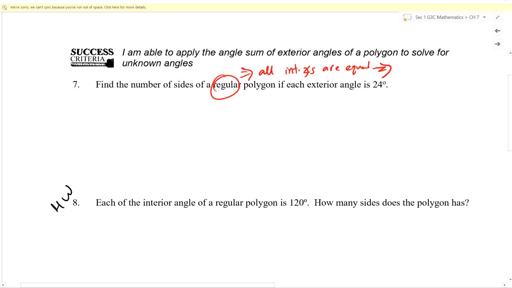So here we have a new knowledge. Our new knowledge is that, hey, if it is a regular polygon, all exterior angles are equal. Now they are telling us that each exterior angle is 24 degrees. One of them is 24 degrees, and all of them are actually 24 degrees. So how many sides are there? How many exterior angles are there?